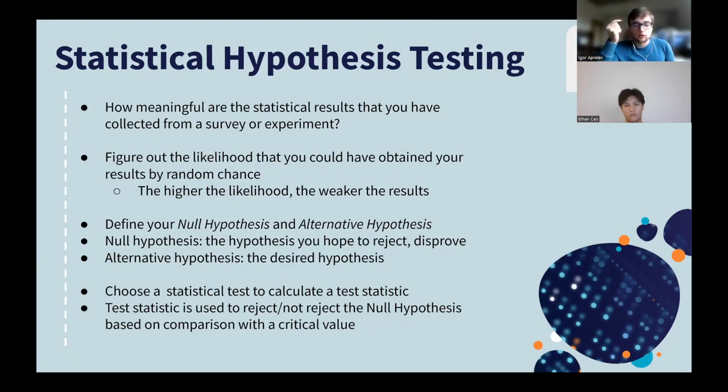Now, we're going to go over a couple different statistical tests. The point is that each one gives you a different test statistic. And then you use this test statistic in comparison with what's called a critical value. Oftentimes, this critical value will be 0.05. And you're going to use this to reject or not reject the null hypothesis based on a comparison.